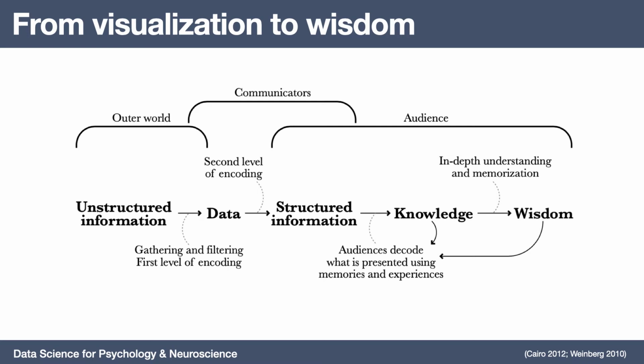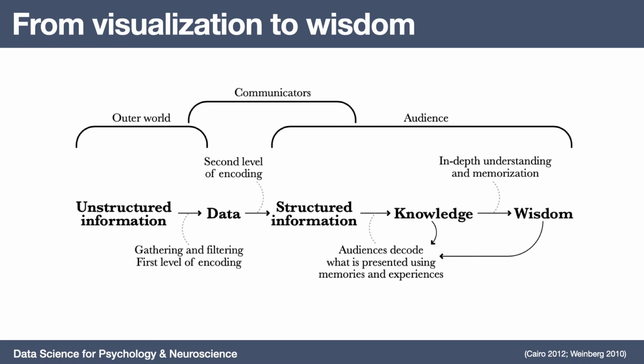First, you start with some unstructured information in the outer world, something you're trying to represent. Brain activity under a given task, socioeconomic status, cognitive dissonance. And what you do is you gather and filter first level encoding of that unstructured information into data. This was the focus of the lectures on theory and hypothesis generation. So the idea is that you gather and identify mappings of this unstructured information to data tables.